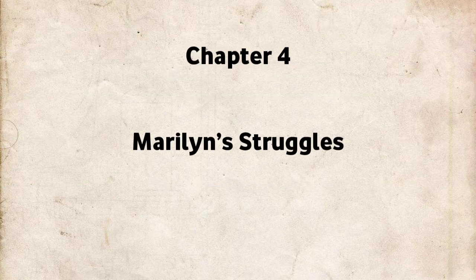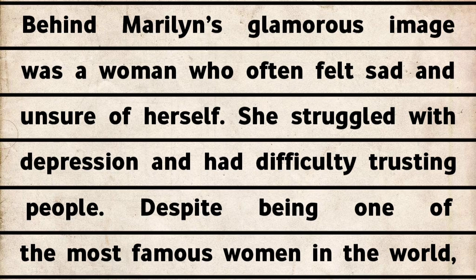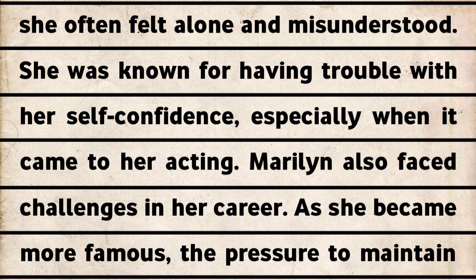Chapter 4. Marilyn's Struggles. Behind Marilyn's glamorous image was a woman who often felt sad and unsure of herself. She struggled with depression and had difficulty trusting people. Despite being one of the most famous women in the world, she often felt alone and misunderstood. She was known for having trouble with her self-confidence, especially when it came to her acting.